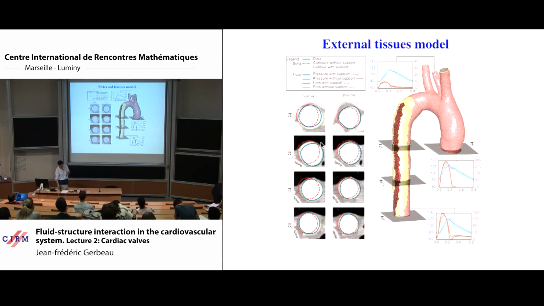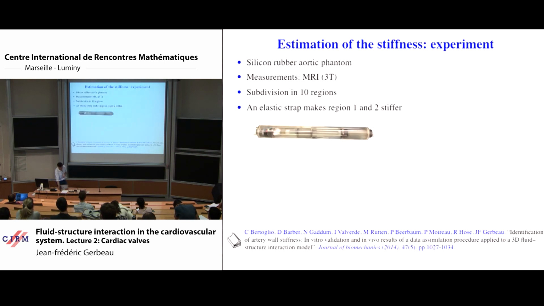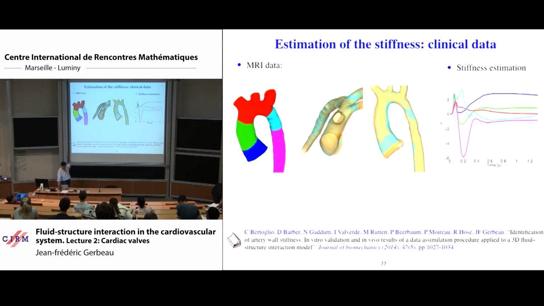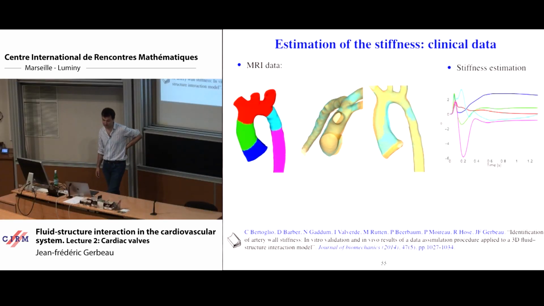And the discrepancy between the data and the model are reduced. So in that case, it's not a validation, but we were able to validate it with an experimental device. Here, this is a silicon tube with different stiffness on the boundary. In that case, we know the solution, we applied the same methodology, and we were able to recover the different stiffness on the tube. And finally, we tested it now on real data coming from MRI.